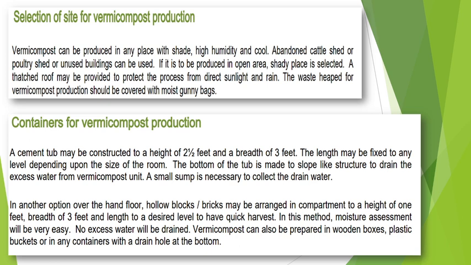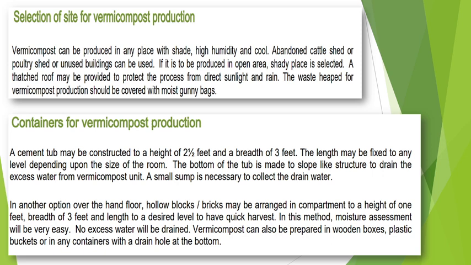Then selection of the site for vermicompost production. For vermicomposting we require a specific site, meaning a place with shade, high humidity and cool. Abandoned cattle sheds or poultry sheds and unused buildings can be used. If it is to be produced in an open area, a shady place is selected, and a thatch roof may be provided to protect the process from direct sunlight and rain. The waste heap for vermicompost production should be covered with moist gunny bags. So these are the requirements for the site.